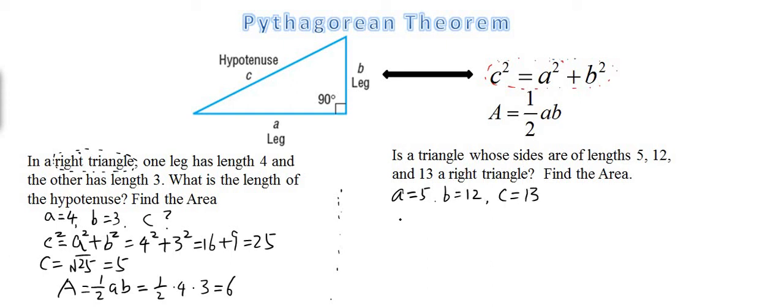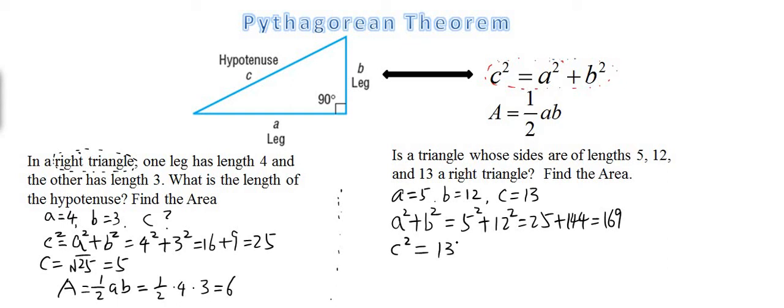Now we try to calculate a squared plus b squared. That is 5 squared plus 12 squared equals 25 plus 144 equals 169. And how about c squared? c squared is 13 squared. That is what? It is 169. That means a squared plus b squared equals c squared. So yes, that is a right triangle.